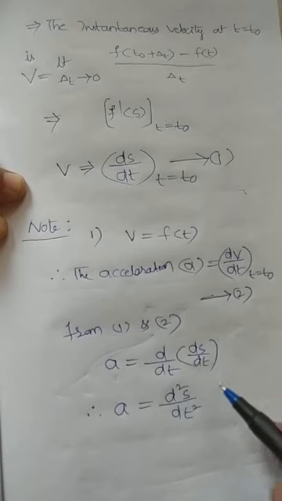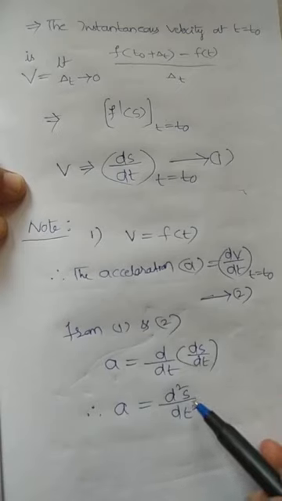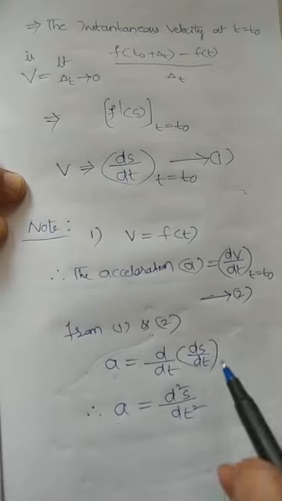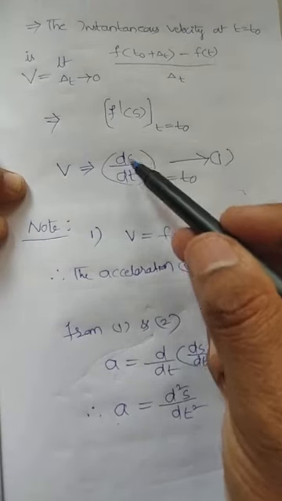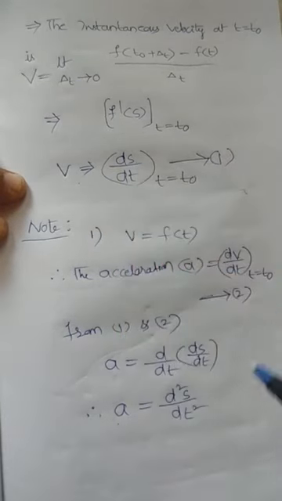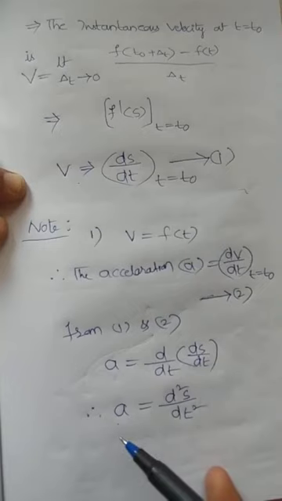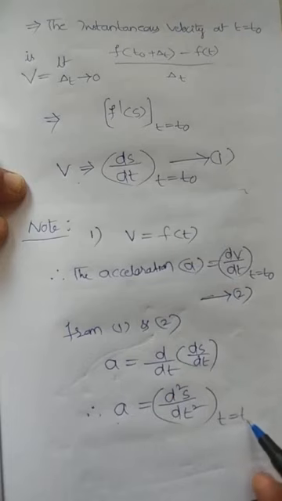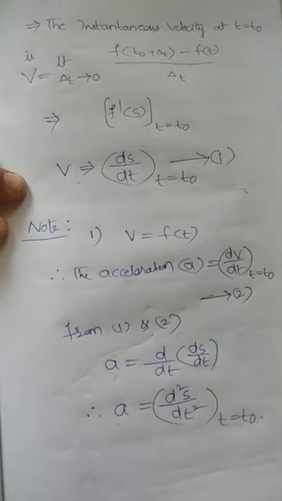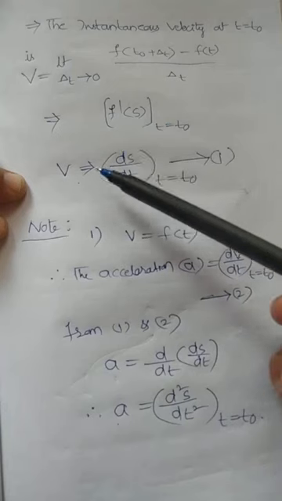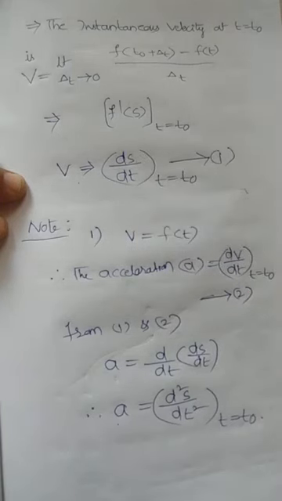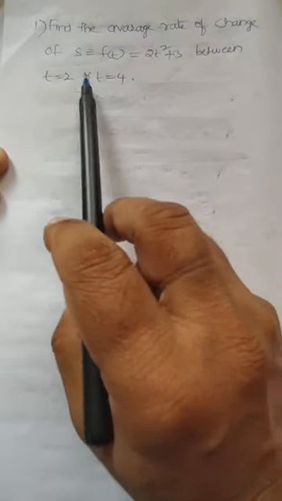Whenever we differentiate the displacement 2 times, we get acceleration. The first derivative of the displacement is velocity, and the second derivative of the displacement is acceleration at any particular time t equal to t naught. So we learnt how to find the velocity and the acceleration. Now we are into the problems.